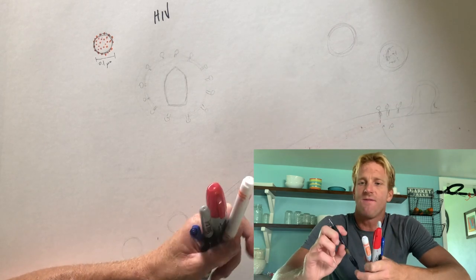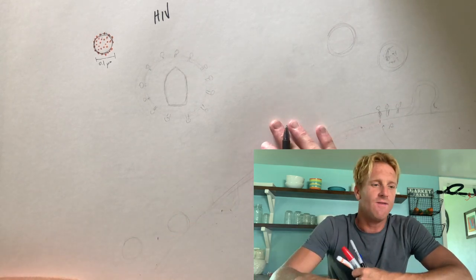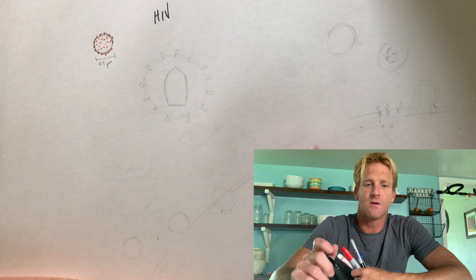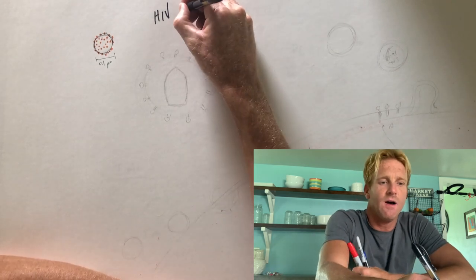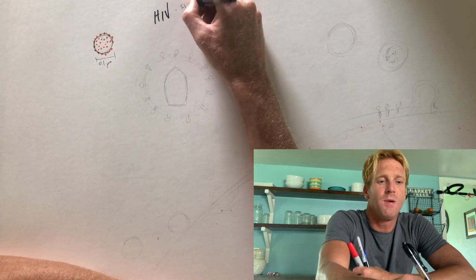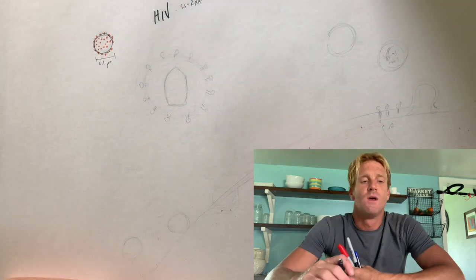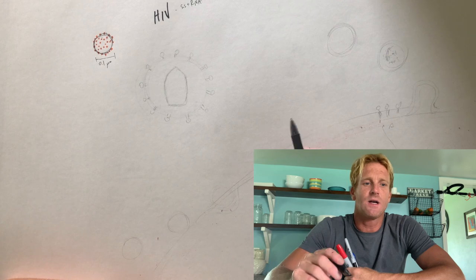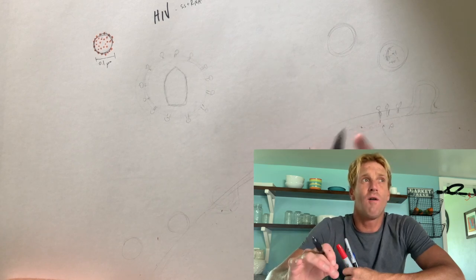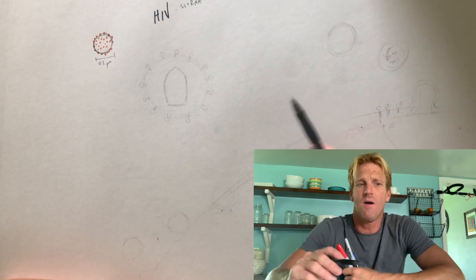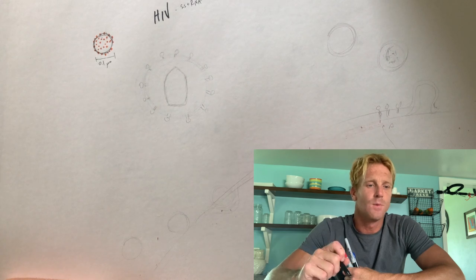So here are some facts about HIV before we talk about its internal structure. It is a single-stranded, positive-sense RNA virus. What that means is that its genome is in the form of RNA, a single-stranded, positive-sense RNA.